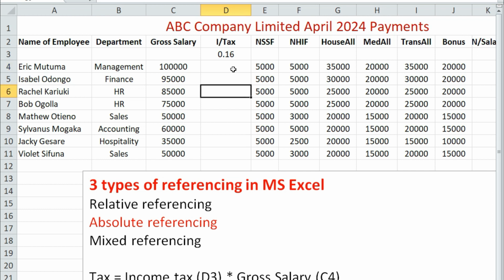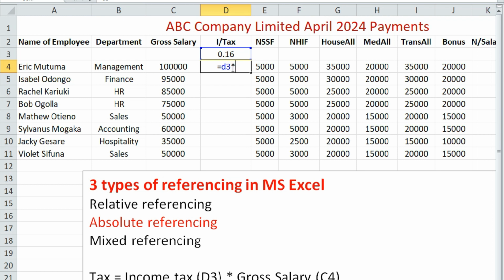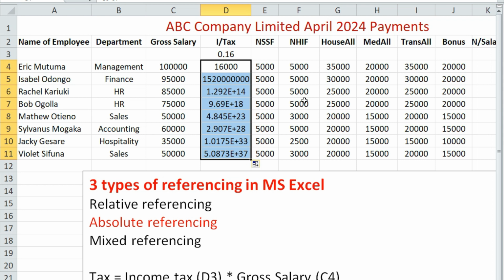Now, let's do that again. Is equals to D3 times C4. And then you press enter. Pop. That one is okay, but if we pull down, you will see what happens. This is purely relative referencing, where if you calculate this times this, you get this.